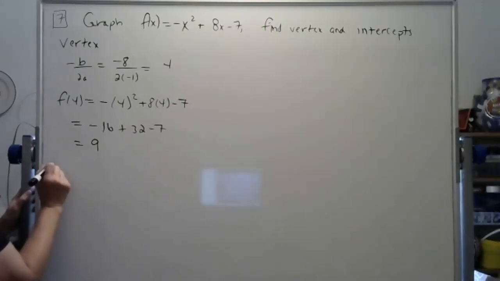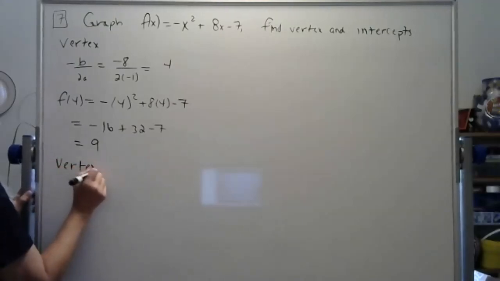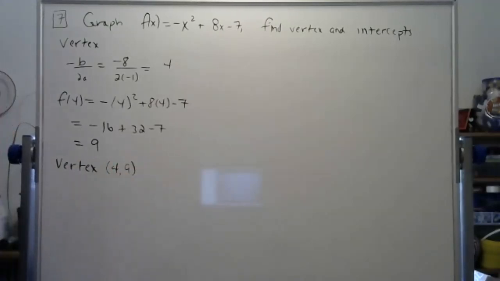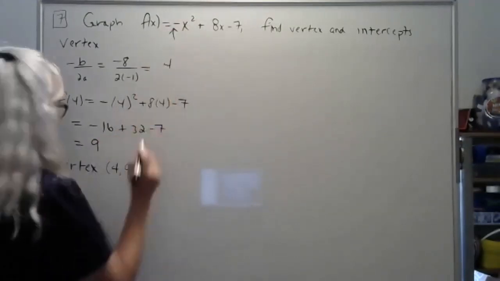Okay, so we now know that the vertex is at the point 4, 9. Does this particular parabola open up or does it open down? Opens down. Yep, and that's the negative out in front telling us that, so we know it opens down.